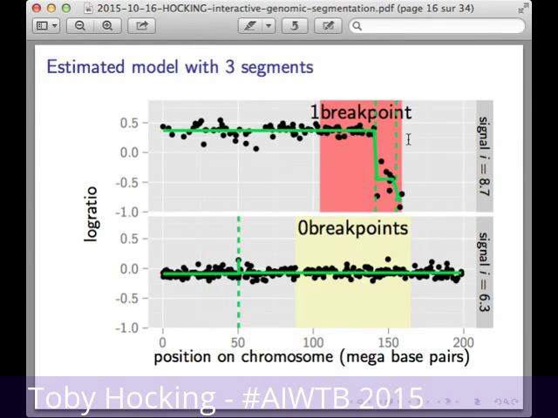So going on, you have the model with 3 segments. Again, you check all of the models with 3 segments, or 2 changes.